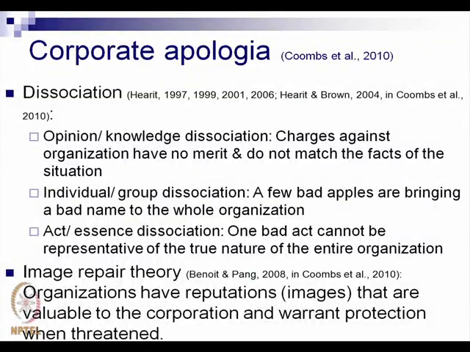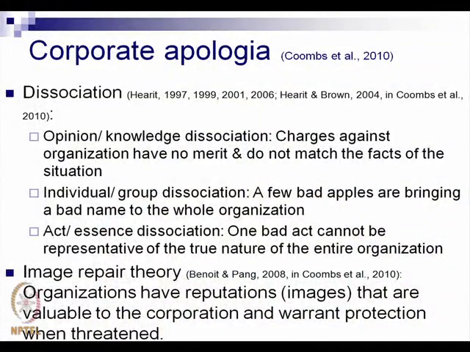Corporate apologia could be of various types. You could have dissociation, which means removing yourself from the situation, dissociating from the situation, and you could have three different types of dissociations according to Hearit, etc.